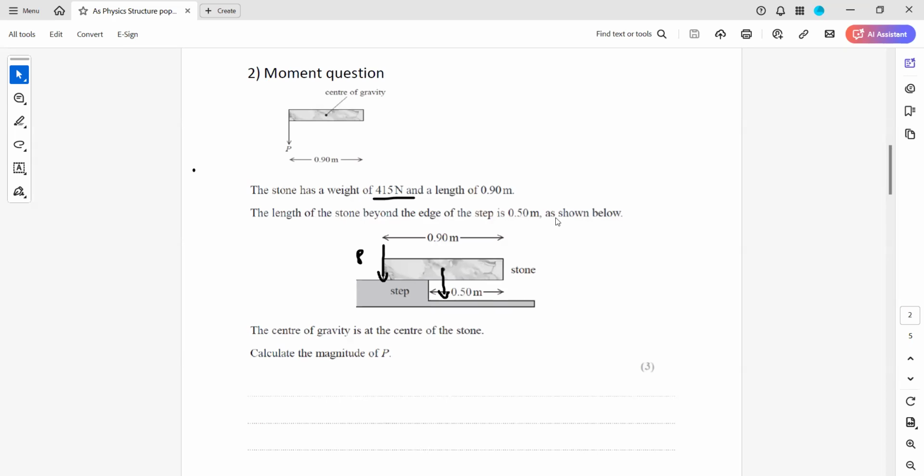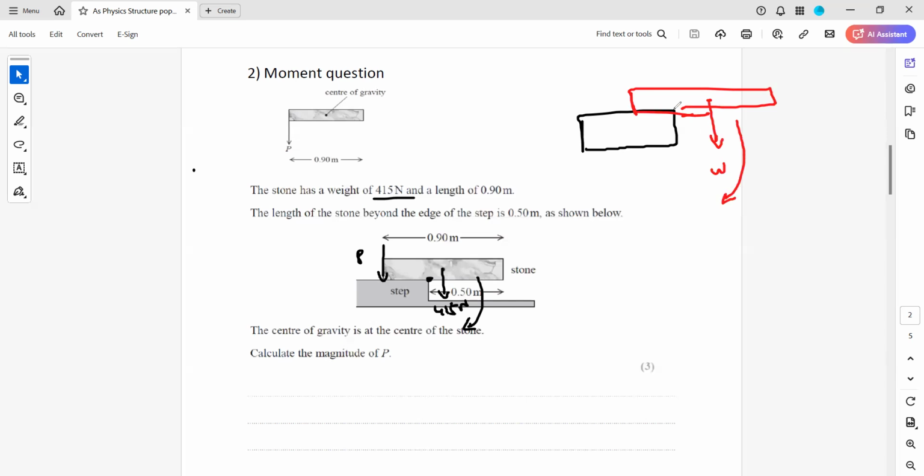So the weight is there, which is 415 newtons. This will try to cause a rotation in a clockwise direction. And what is the pivot here? This will be the point of rotation or pivot, because this is a step, okay? And on the step, we place a stone or a brick, which has a weight W. So around which point will it rotate? This will be the point of rotation.